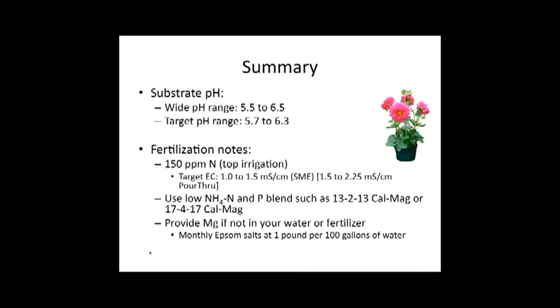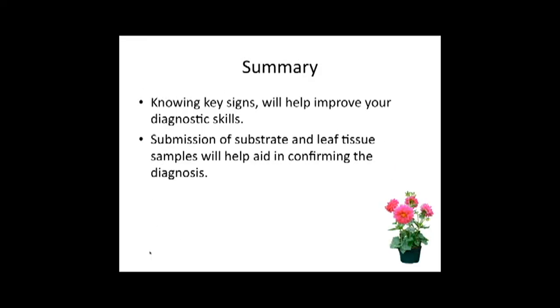And then finally, especially for us in the Southeast or other areas without magnesium in the water supply, it's always useful to add some Epsom salts monthly at 1 pound per 100 gallons of water. Works very well at keeping things green and avoiding lower leaf intervenal chlorosis. So we went over the key signs and where things are located. So hopefully that will help you improve your diagnostic ability when you do run into nutritional disorders.